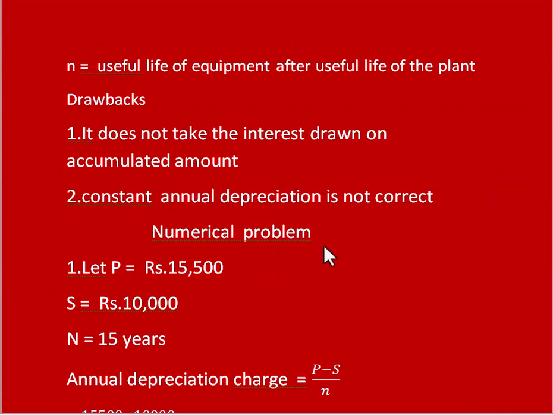So let us take a problem on this straight line method. Let the initial value of the equipment be 15,500, the scrap value of the equipment be 10,000, and the useful life of the equipment be 15 years, that is small n.